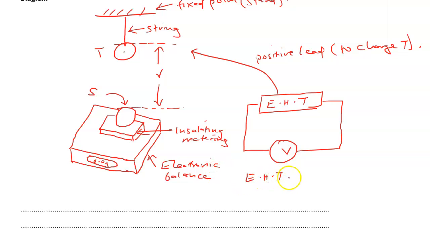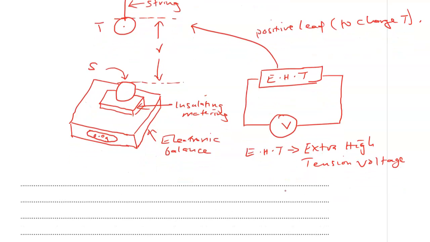EHT basically means extra high tension voltage. So when you see EHT, don't touch. That is very high voltage. So I have my diagram there.